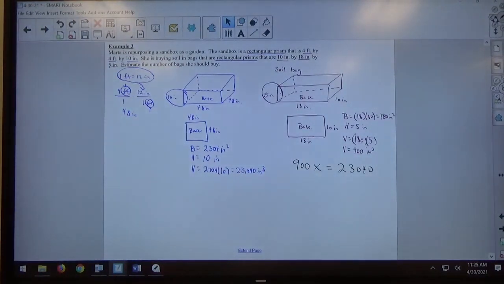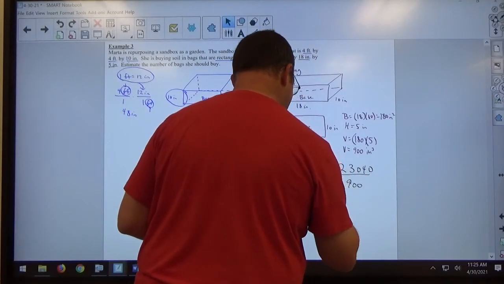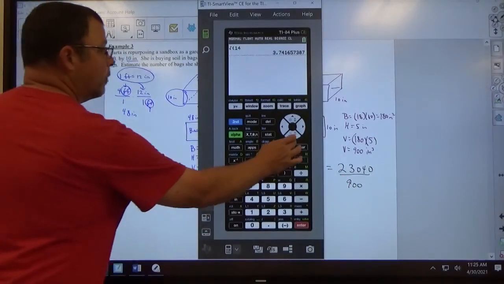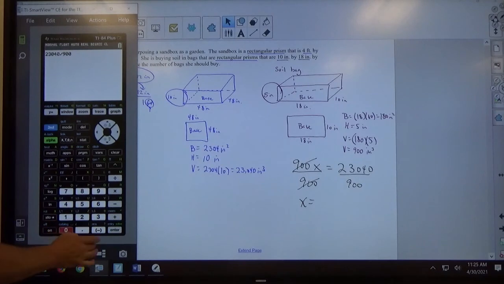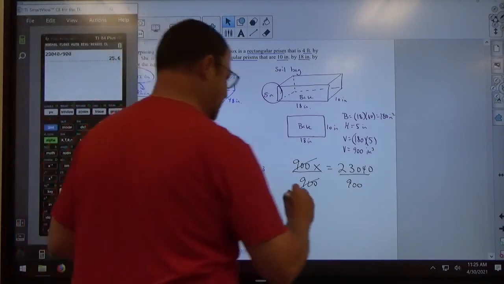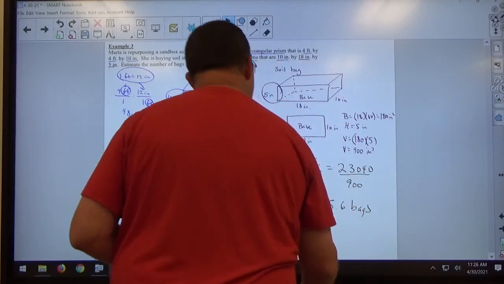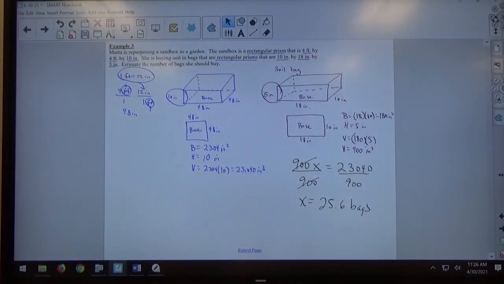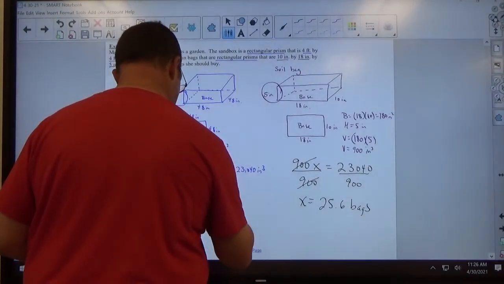How do I solve that? Divide by 900, right? So divide both sides by 900. And I don't remember what that equals from earlier, so I'm going to type that in again. 23,040 divided by 900 is equal to 25.6. Now, if you go to the store to buy some soil, and they come in bags, can you buy 0.6 bag of soil? No, you can't buy that, so you have to buy an extra bag. So 26 bags is what she'll need to buy in order to do this. 26 bags.